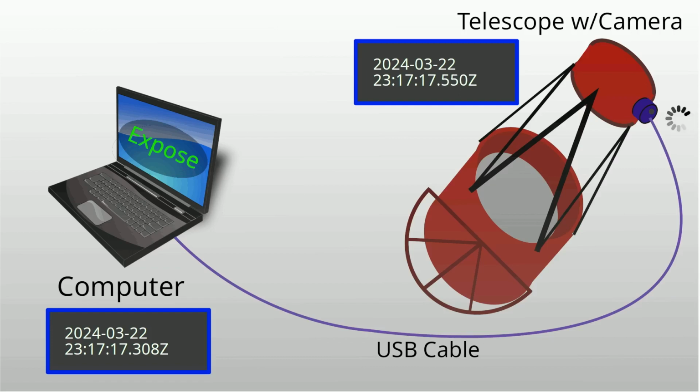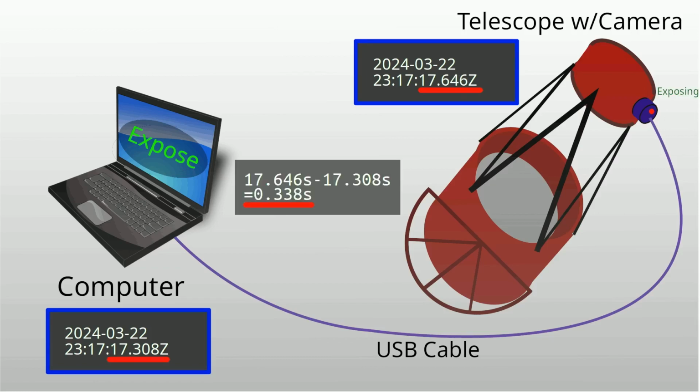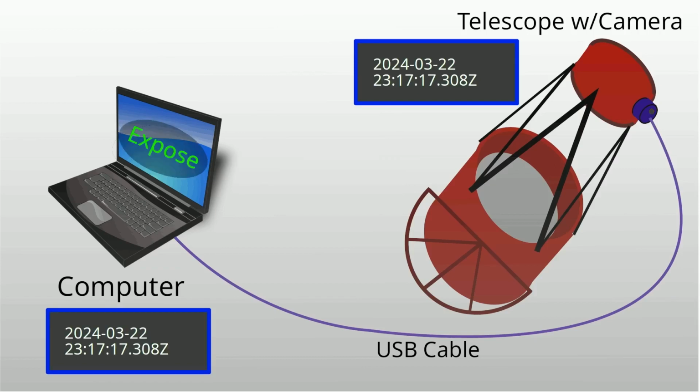In this illustrated example, when the laptop starts the exposure, the software takes a timestamp and then sends a command to the camera to tell it to start the exposure. During this process, there can be unknown delays in the computer, command transmission, and a delay in the camera itself before the exposure truly starts.